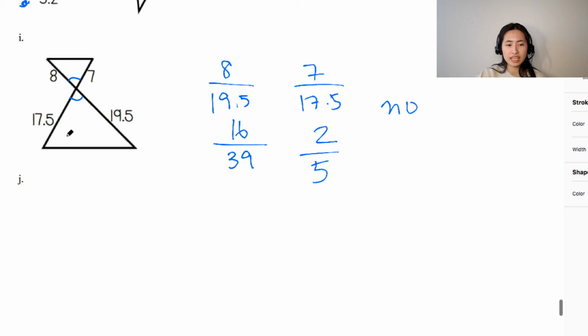And also, even though the angles of the two triangles are congruent, because the sides are not proportional, you cannot say based on SAS that they're similar. So they're not similar in that sense.